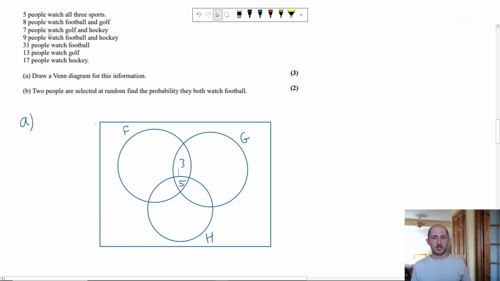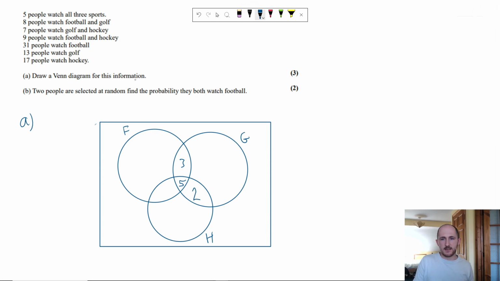And you use that same logic with golf and hockey. So that is this one over here. 7 people watch golf and hockey. Well, 5 people are already accounted for. So that means there's 2 more people. Keep in mind that this number in the middle could be 0. So they might say 5 people watch all 3 sports and 5 people watch golf and hockey. You just write a 0 there. There should be no blank spaces. Always put the 0 if you need to.